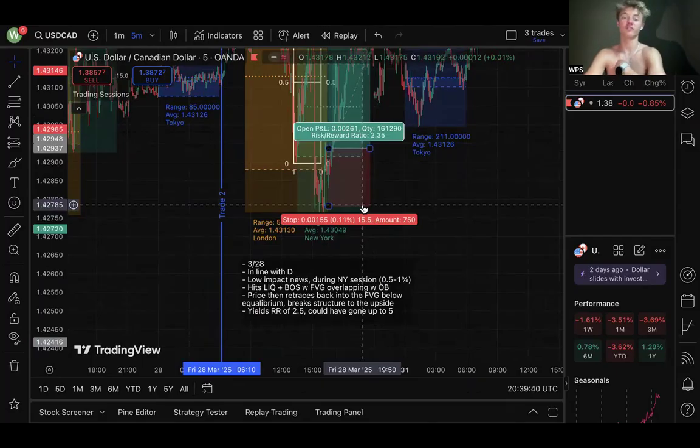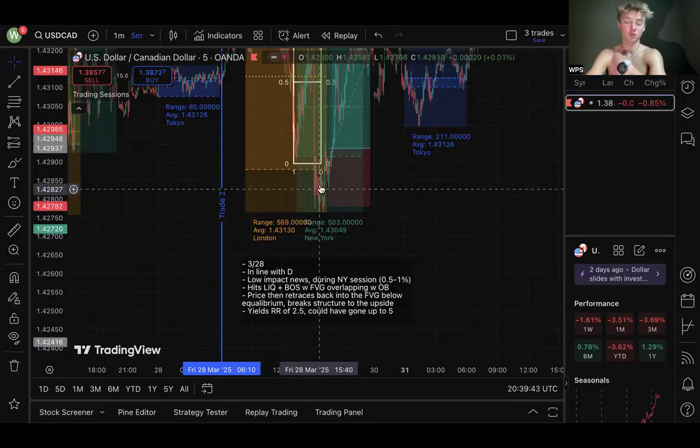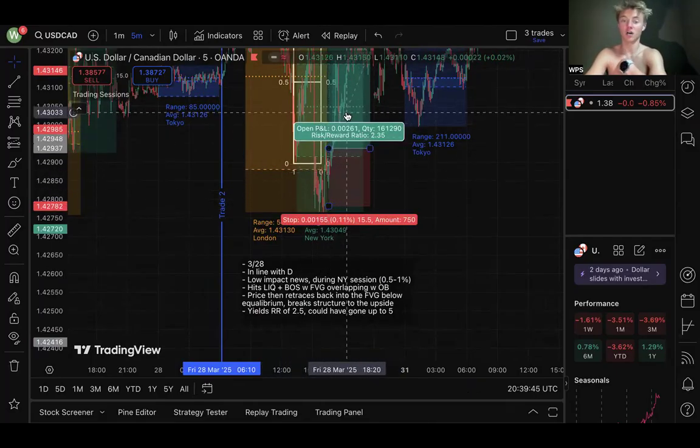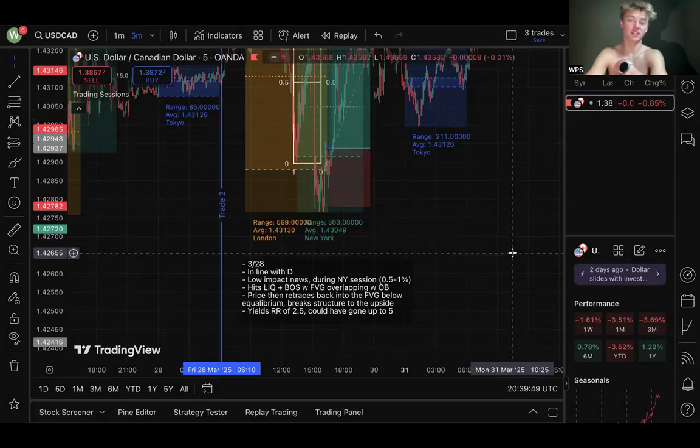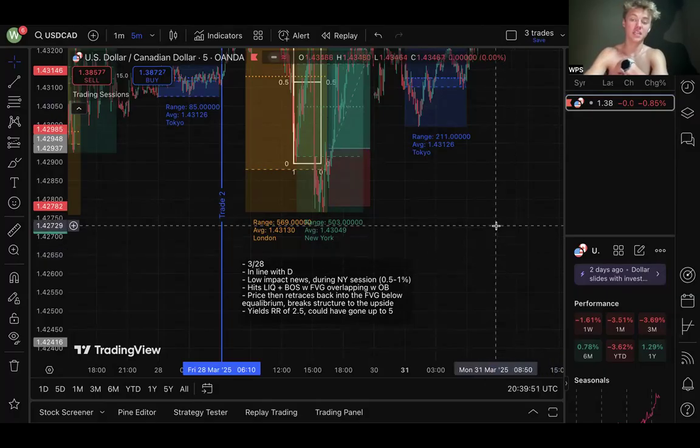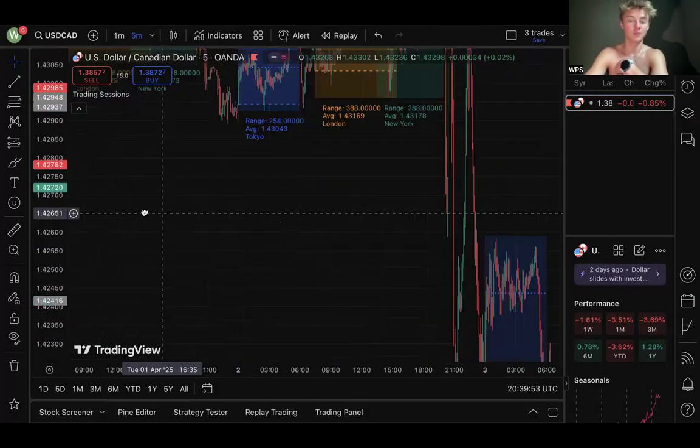Those are the only reasons: the very clear liquidity sweep, break of structure, and no high impact news on the New York London overlap. That's the only reason I really would have taken a trade off of this. And even then, I would only take a 0.5% trade.